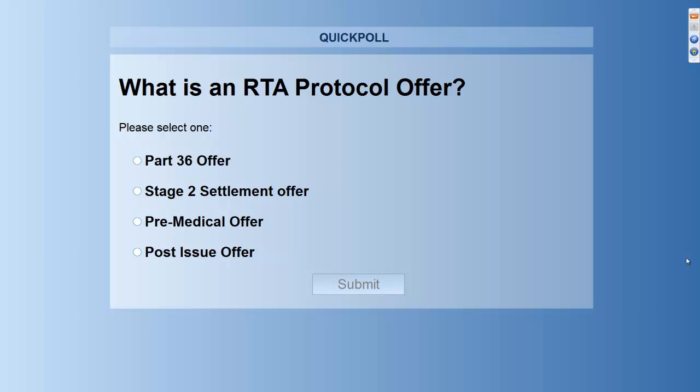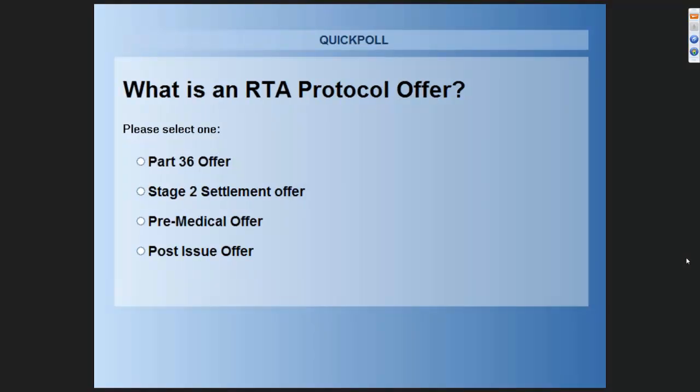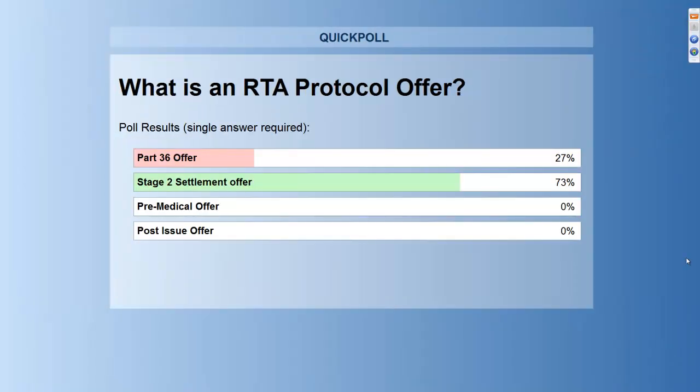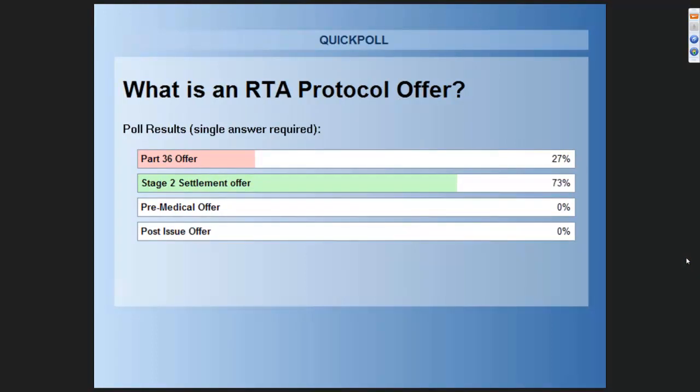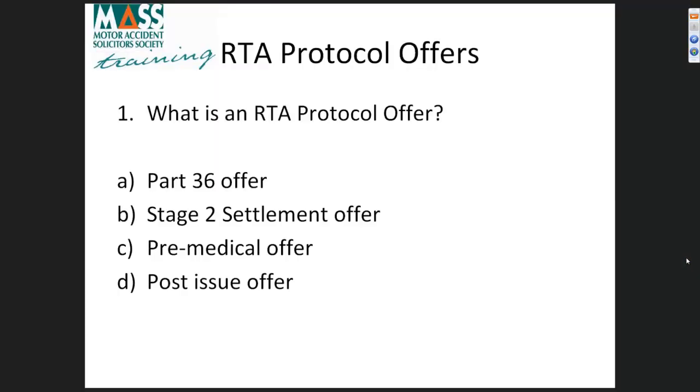Fantastic. Thank you. So, the results are 73% of you think it's the Stage 2 settlement offer. Okay, thank you. I understand exactly why you think that. The other 27%, doesn't help if I can count, feel as though it's a Part 36 offer. It's the minority that's correct. Fortunately, we're not on Who Wants to Be a Millionaire when we ask the audience on that point. Yeah, it's a Part 36 offer.